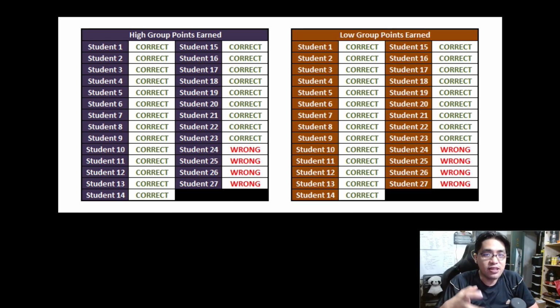Consider this next illustration on the screen right now. Let's say that on this particular test item, many of the students in the high group got the answer right, and there is an equal number of students in the low group who got the answer right too. In a situation like this, there may be a problem with the question if both students from the high group and the low group can answer the question correctly.